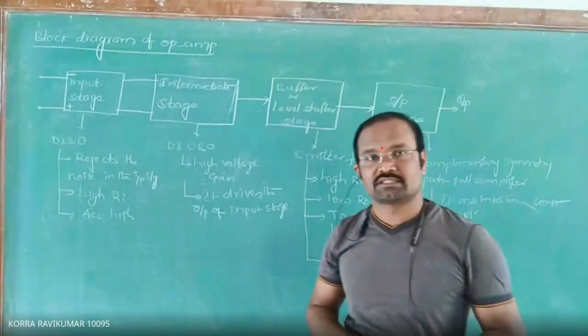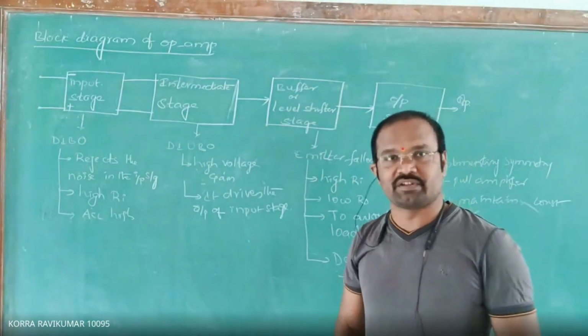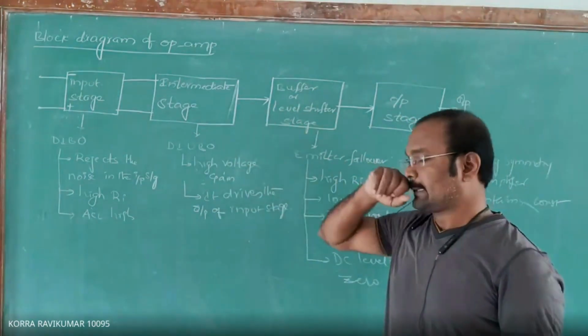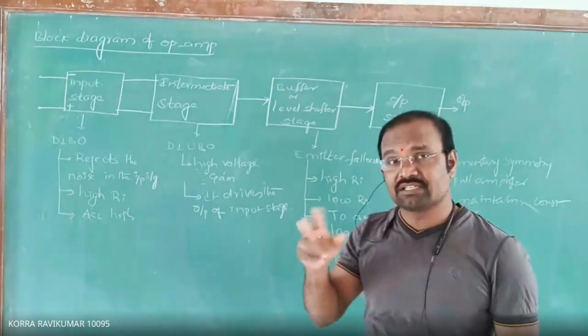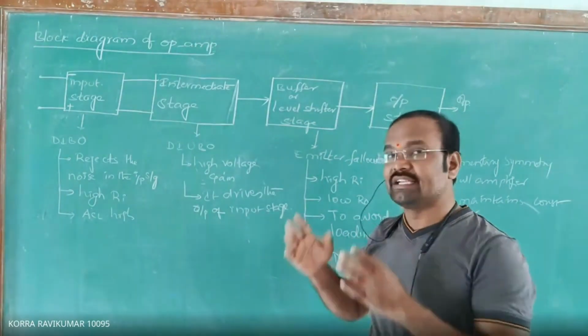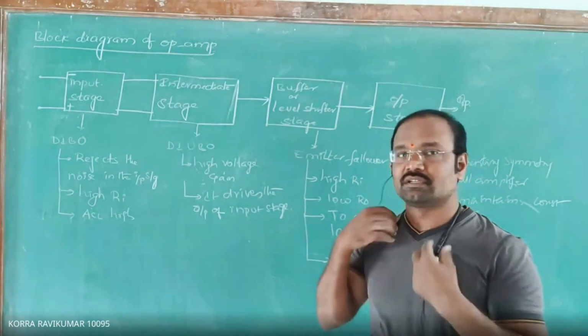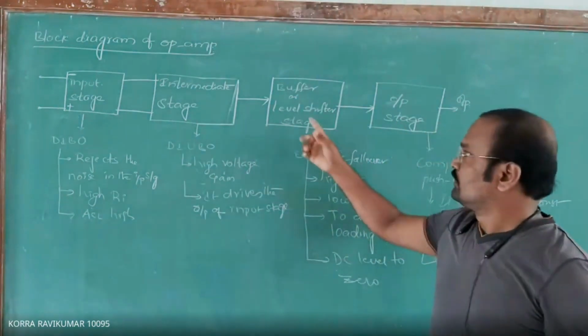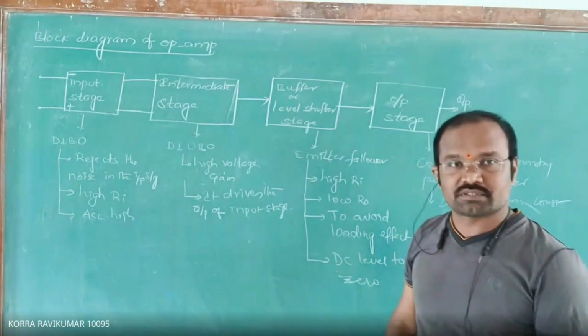In the third stage, we use a circuit called a buffer. Transistor acts as a buffer here. We can also call this buffer a level shifter. What level does it shift? It shifts the DC level of the circuit. So this level shifter, we can also call an emitter follower circuit.